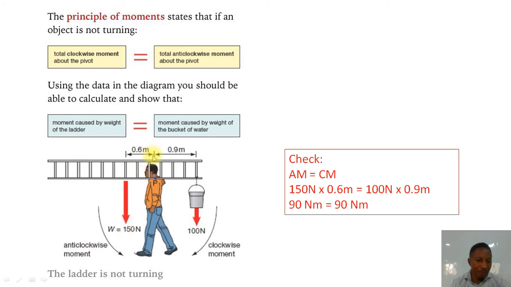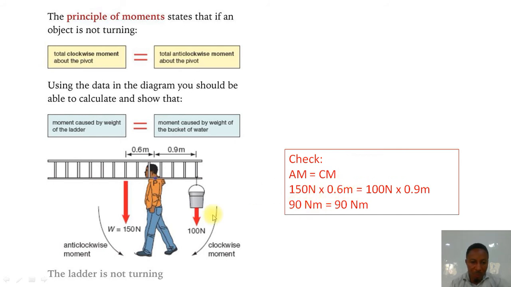Okay, now the distance from the shoulder, which is the pivot, to the middle of the ladder where the weight acts is 0.6, and also the distance from the pivot, the shoulder, to the point where the bucket was placed is 0.9. Okay, so we can calculate the moment. We can check it out. Anti-clockwise moment, that's this one, the turn to the left hand side, equals clockwise moment according to the principle. Okay, let's use that and see what will happen.